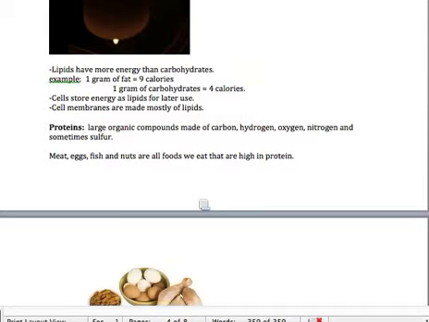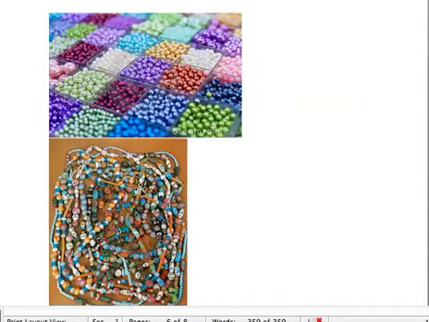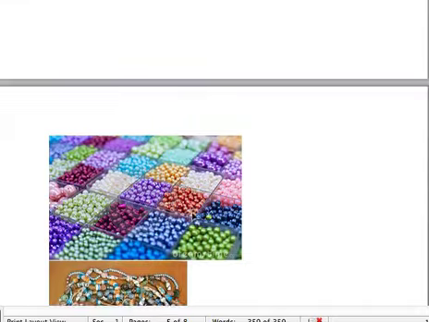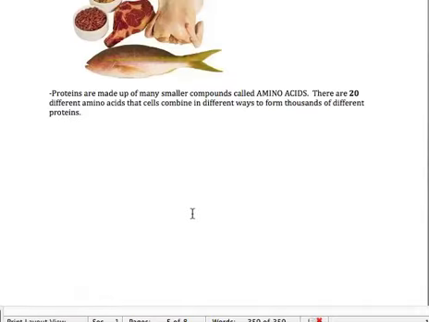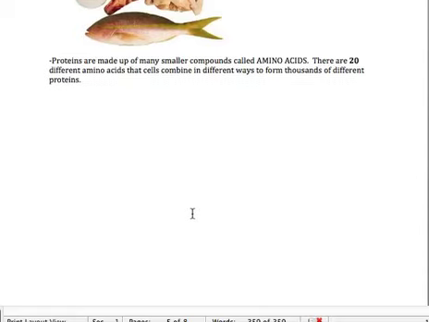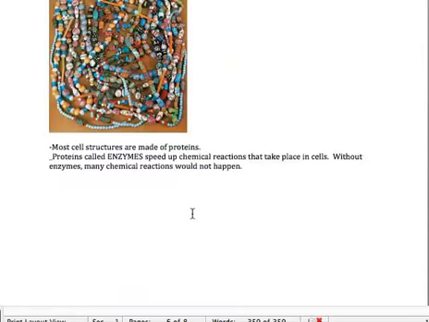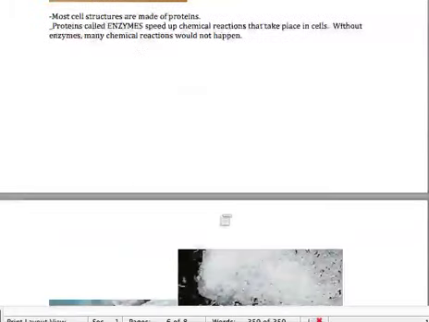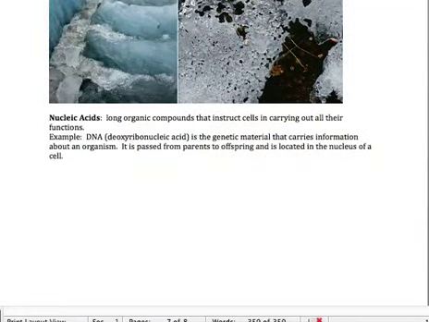We've looked at proteins and talked about amino acid chains helping to make up the necklaces of proteins that we have, and that there are 20 amino acids that are combined in different ways to make thousands of different proteins. And we talked about enzymes that help speed up chemical reactions that take place in cells. Lastly, we looked at nucleic acids that are long organic compounds that instruct cells in carrying out all their functions.